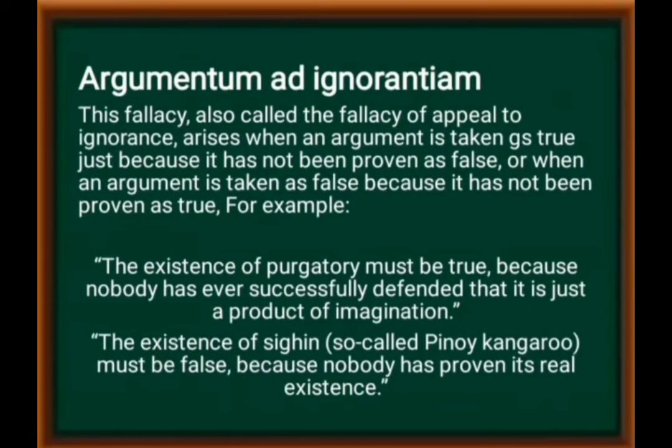Argumentum ad ignorantiam. This fallacy, also called the fallacy of appeal to ignorance, arises when an argument is taken true just because it has not been proven as false, or when an argument is taken as false because it has not been proven as true. For example, the existence of purgatory must be true because nobody has ever successfully defended that it is just a product of imagination. The existence of Cyan, so-called Pinoy Kangaro, must be false because nobody has proven its real existence.